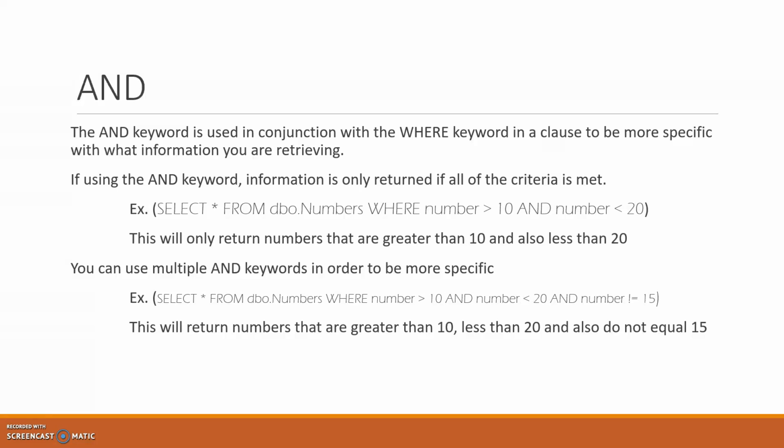And if there was no criteria met, it wouldn't return anything. You can also use multiple and keywords in order to be more specific. So I have the same thing there for my example, except I added another and, number does not equal 15. So it will return all numbers that are greater than 10, less than 20, and also do not equal 15. And going back to where it only returns results if all of them match, say you had a database where the only numbers between 10 and 20 were all 15s, it wouldn't return anything because of the and number does not equal 15 criteria there at the end.